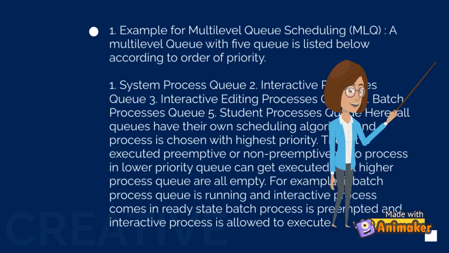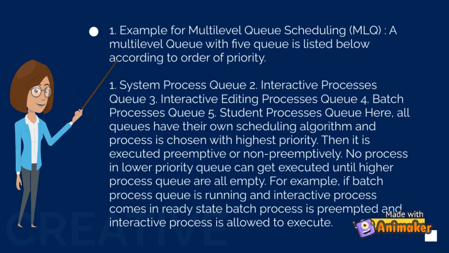Example for multi-level queue scheduling, MLQ. A multi-level queue with 5 queues is listed below according to order of priority. 1. System processes, 2. Interactive processes, 3. Interactive editing processes, 4. Batch processes, 5. Student processes. Here, all queues have their own scheduling algorithm and the process with the highest priority is chosen.